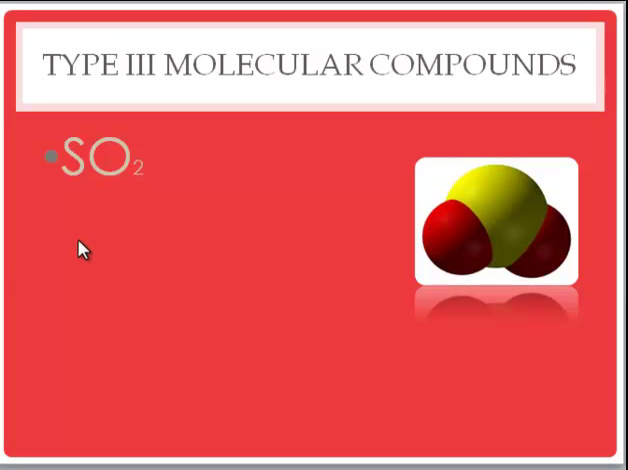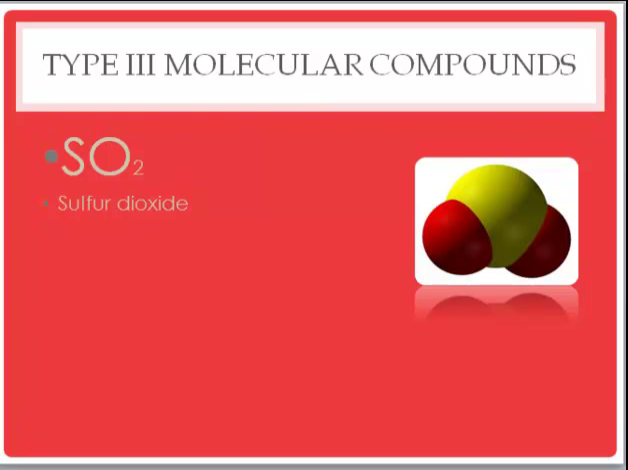Let's try this one. SO2 is a gas found when sulfur is burning. You can smell it during the 4th of July. Actually, when it's concentrated, it smells quite bad. And what would its name be? Well, sulfur and dioxide. Sulfur dioxide is its name, SO2.